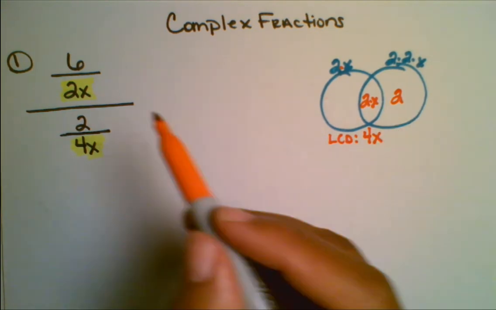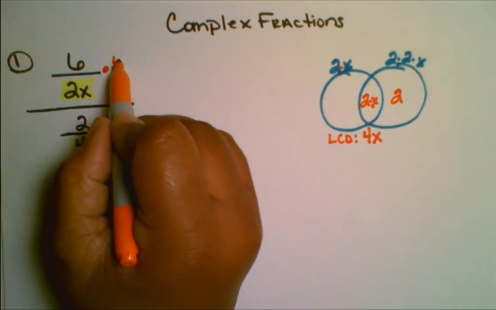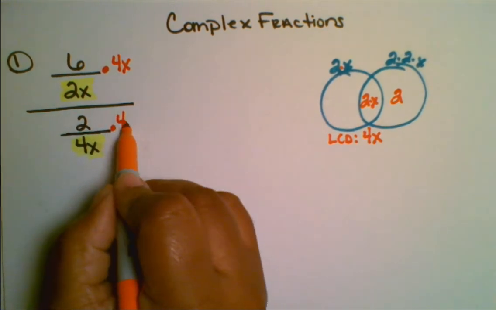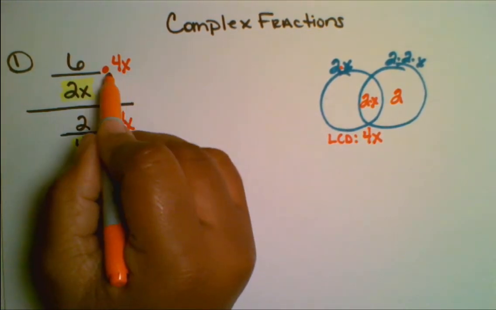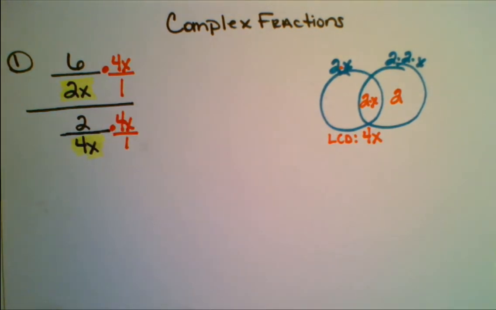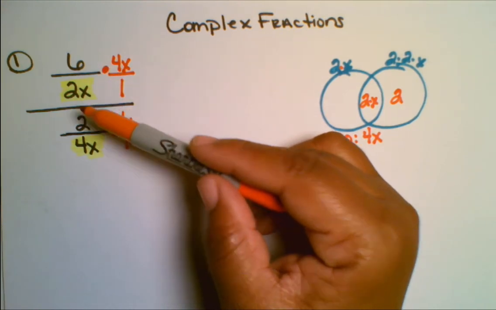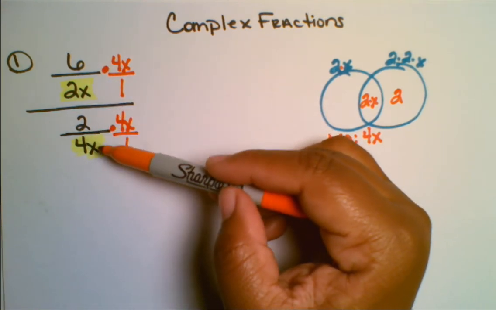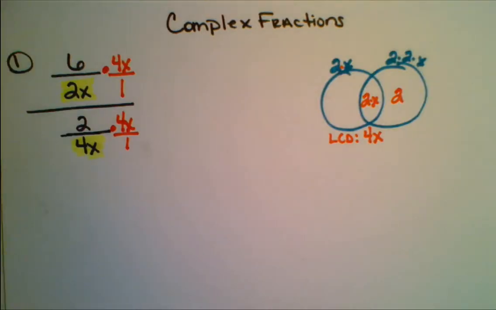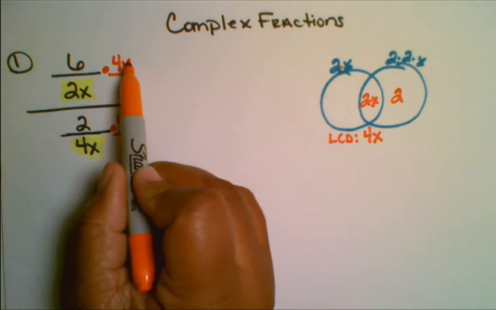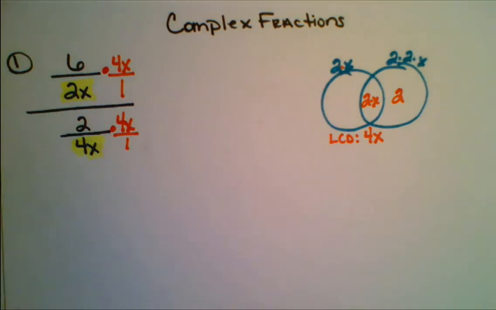Step 2, we're going to multiply the LCD to the numerator and to the denominator. And we'll talk about what we must do if we have more than one term in the question. So we're multiplying the 4x to the 6 over 2x, and then we're multiplying it to the 2 over 4x. So next, what we're going to do is divide. We want this denominator that's highlighted in yellow to divide into the LCD.